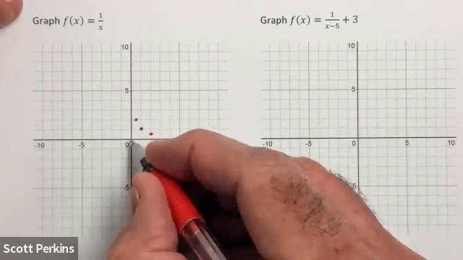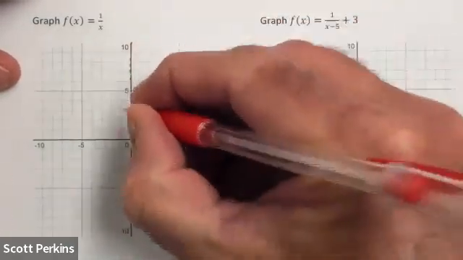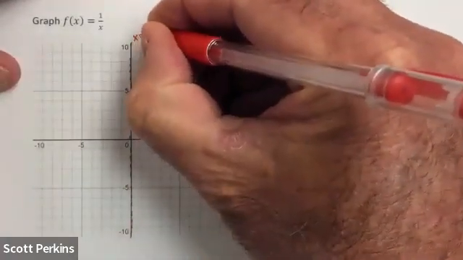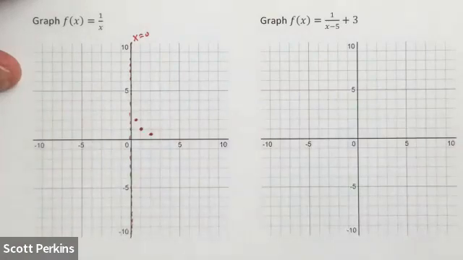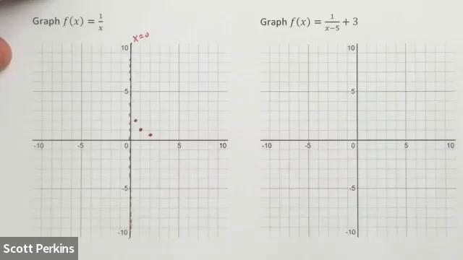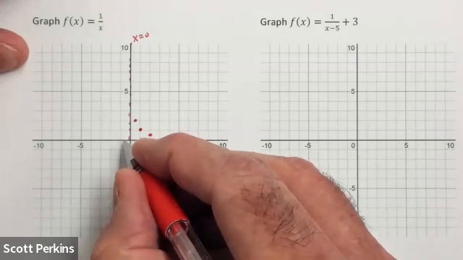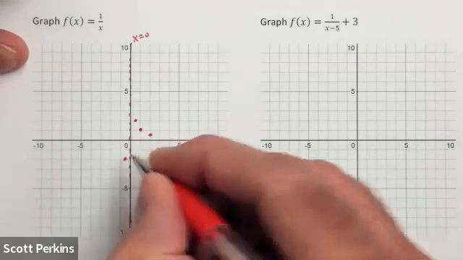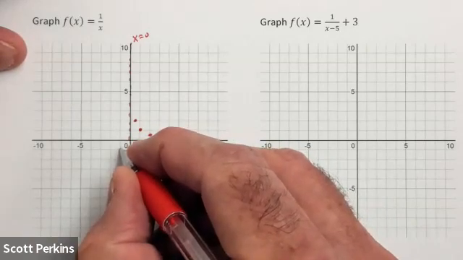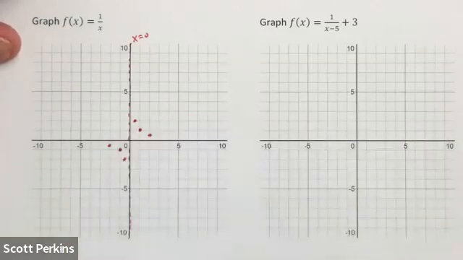At x equal to 0, 1 over 0 is undefined, so that reminds us that we have a vertical asymptote here at the value x equal to 0. Okay, that is my vertical asymptote, and a reminder that our rational functions will never go through a vertical asymptote. On the other side, when x is -1/2, the reciprocal of -1/2 is -2. At x equal to -1, the reciprocal of -1 is -1. And then finally at -2, the reciprocal of -2 is -1/2.